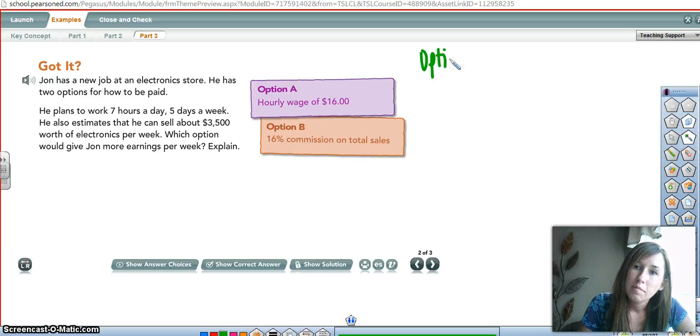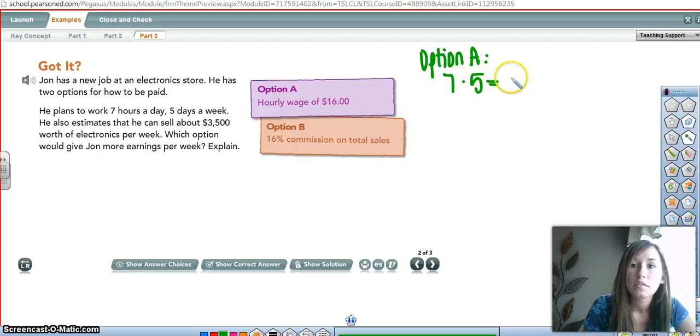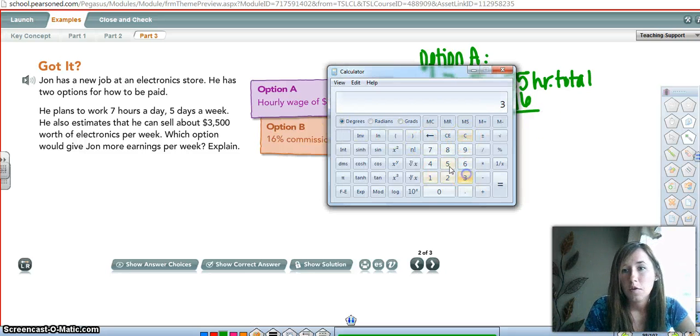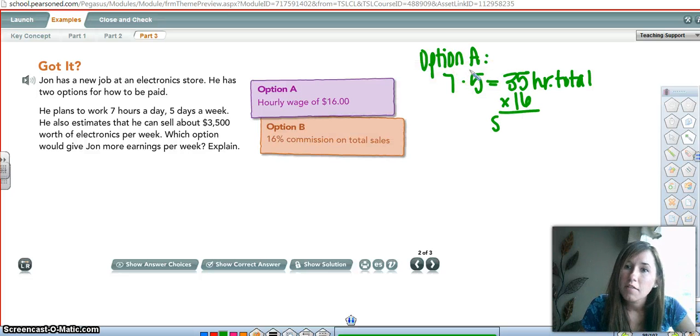For option A, he would be working 7 hours 5 times throughout the week, so 35 hours total. And that's $16 an hour. So for the whole week, 35 times 16, $560.